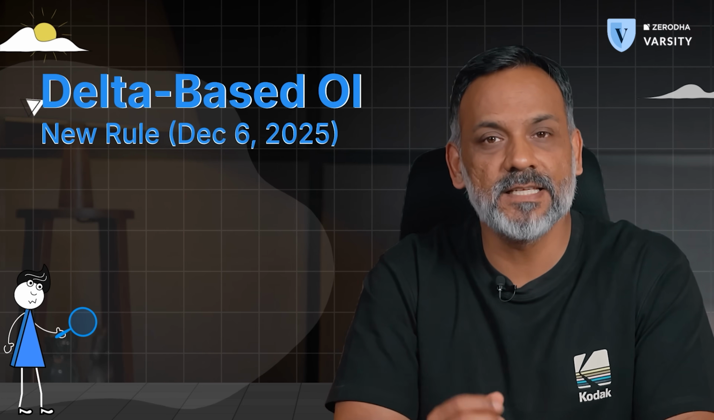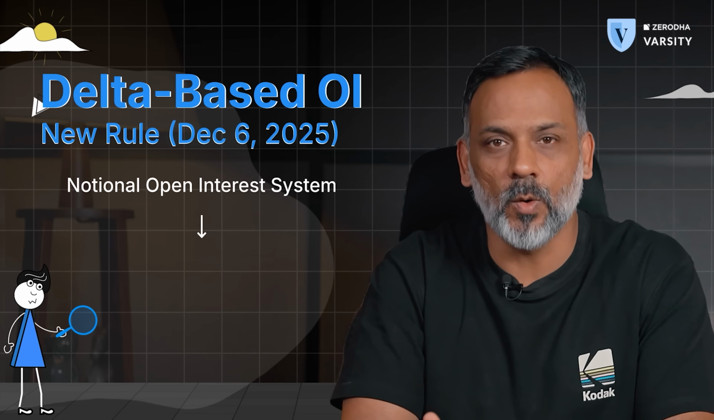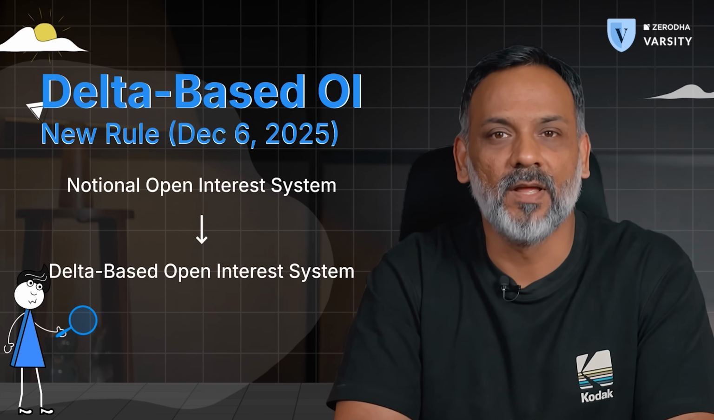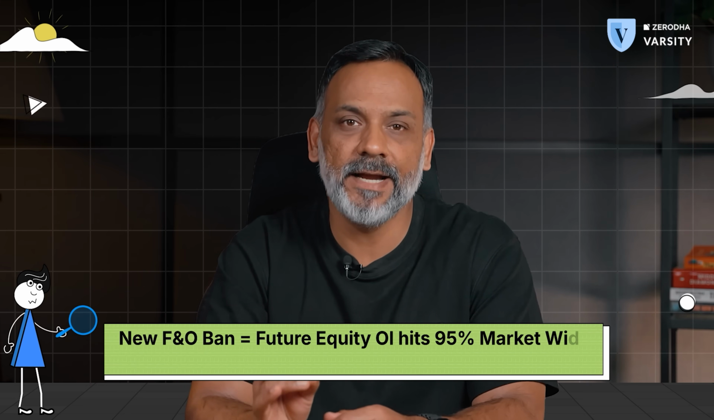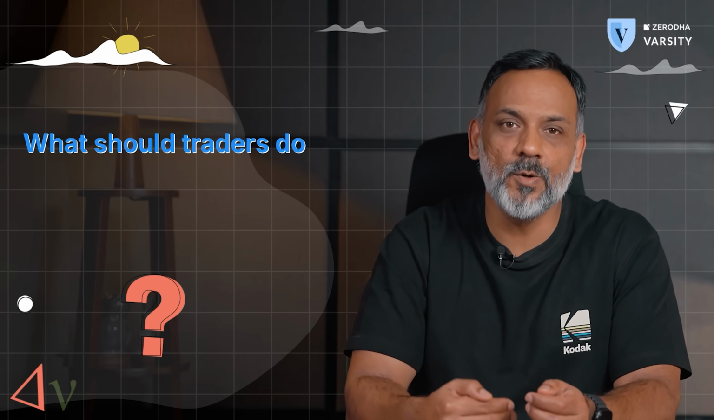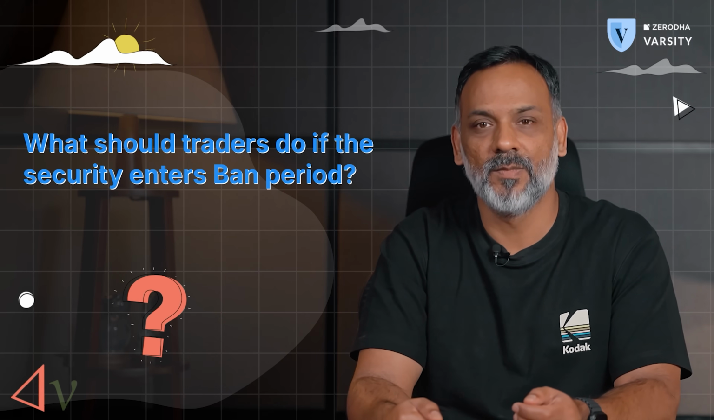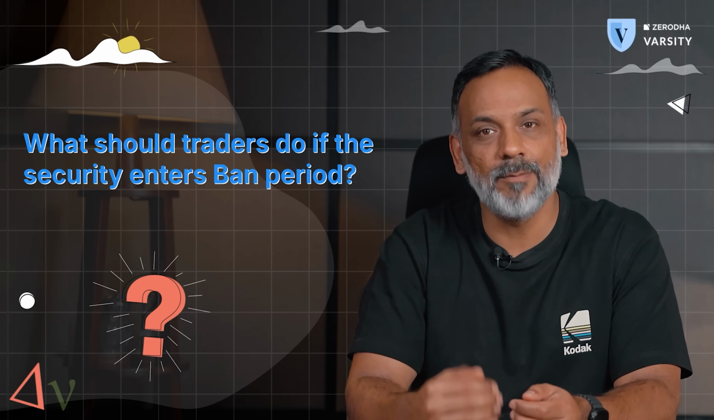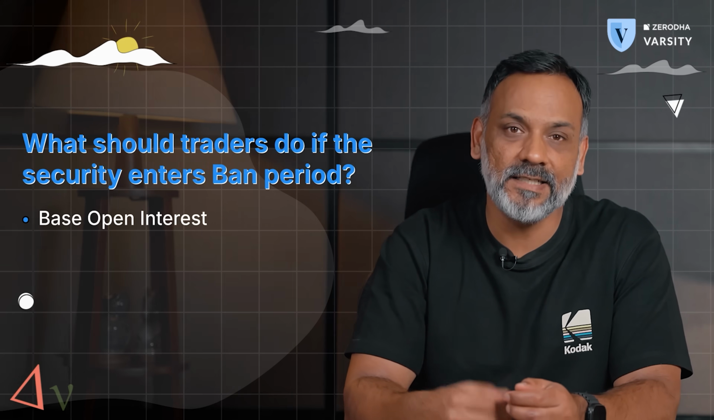The major change is in the way OI is calculated. They transitioned from an open position based OI to delta based OI. A security now gets into ban period when the future equity OI hits 95% of market-wide position limits. Now here is the most interesting bit. What actions can you take assuming you have an open position in a security and the security enters a ban period? Well, the answer to that depends on something called the base open interest, which is calculated at the time of security getting into the ban period.